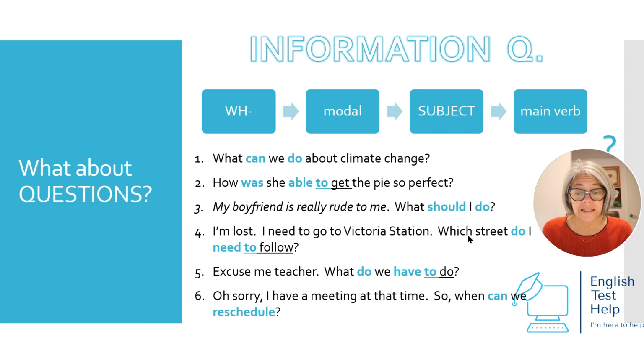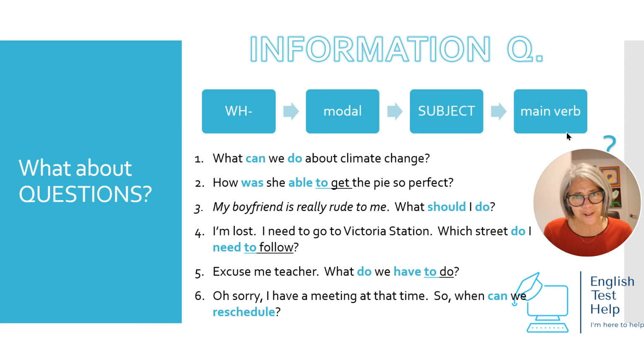So which street is the WH? Do is the extra verb, I is the subject, and need is the main verb. Number 5. Excuse me, teacher, what do we have to do? And number 6, oh, sorry, I have a meeting at that time, so when can we reschedule? So can is the modal verb, reschedule is the main verb.